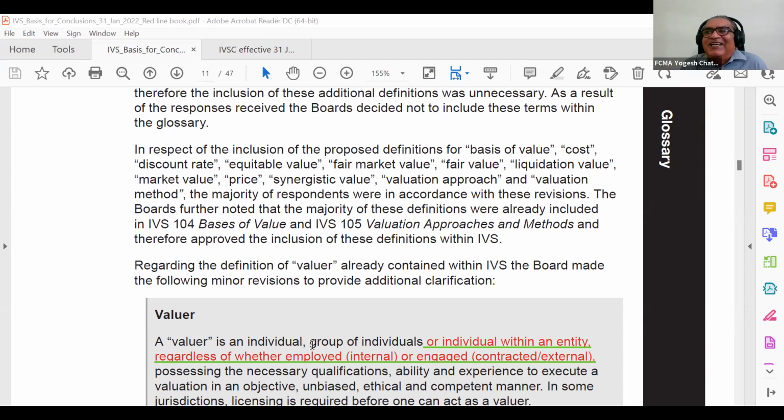Sir, if the valuer is external, can we say he is 100% independent? That depends. At least there are chances of his being independent. But the person who is taking a salary on a regular basis, how can he be independent?